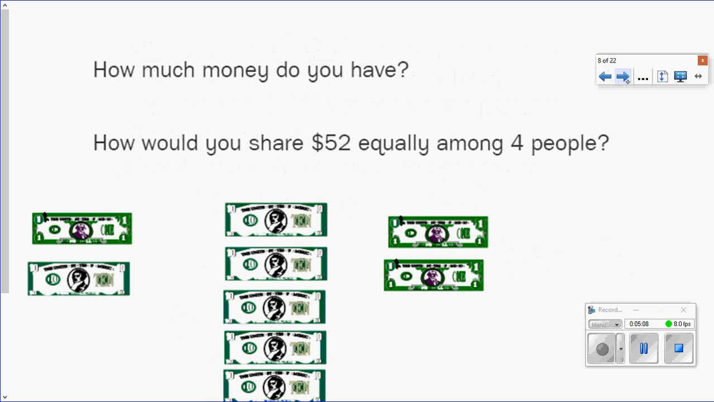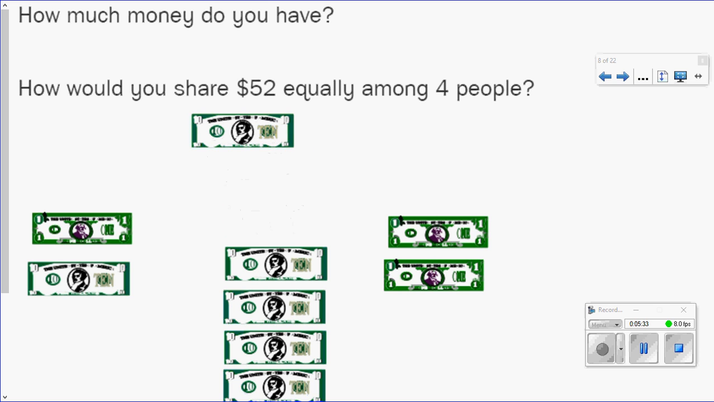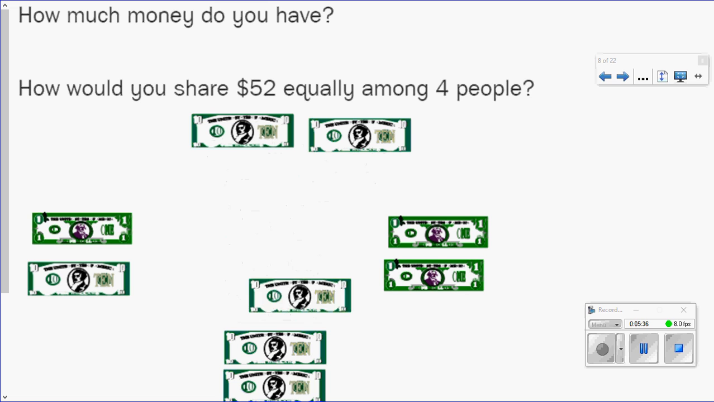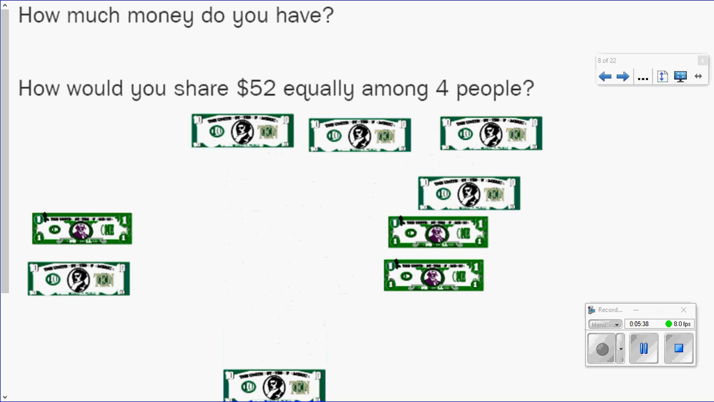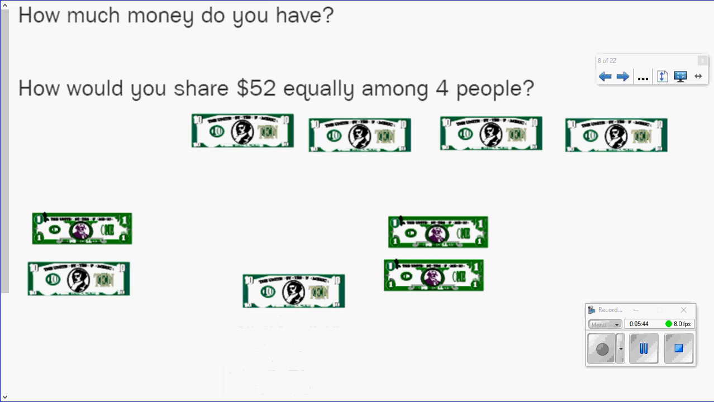All right, on the next one, it says, how much money do we have? Okay, we're going to start out with $52, and we want to share that equally amongst 4 people. So I'm going to go ahead and move this out of my way, okay, so I can share my money equally. All right, so I have $52 and I have 4 people. So let's start out with our $10 bills. There's 1, 2, 3, and 4. Okay, so I have 4. What I have left is 1 $10 bill and 2 ones.